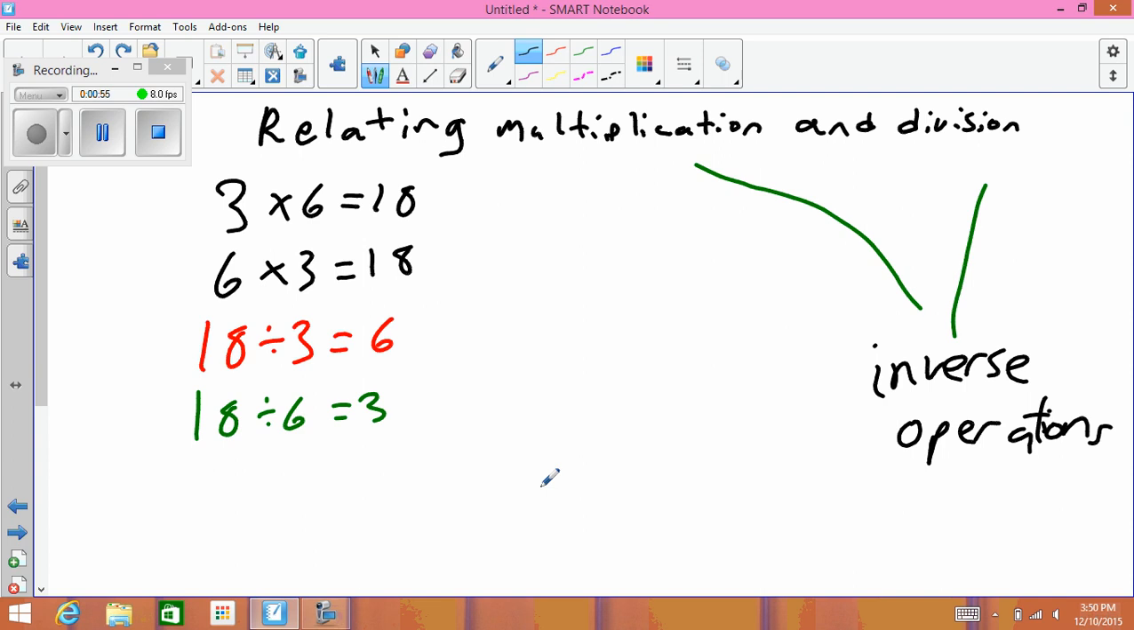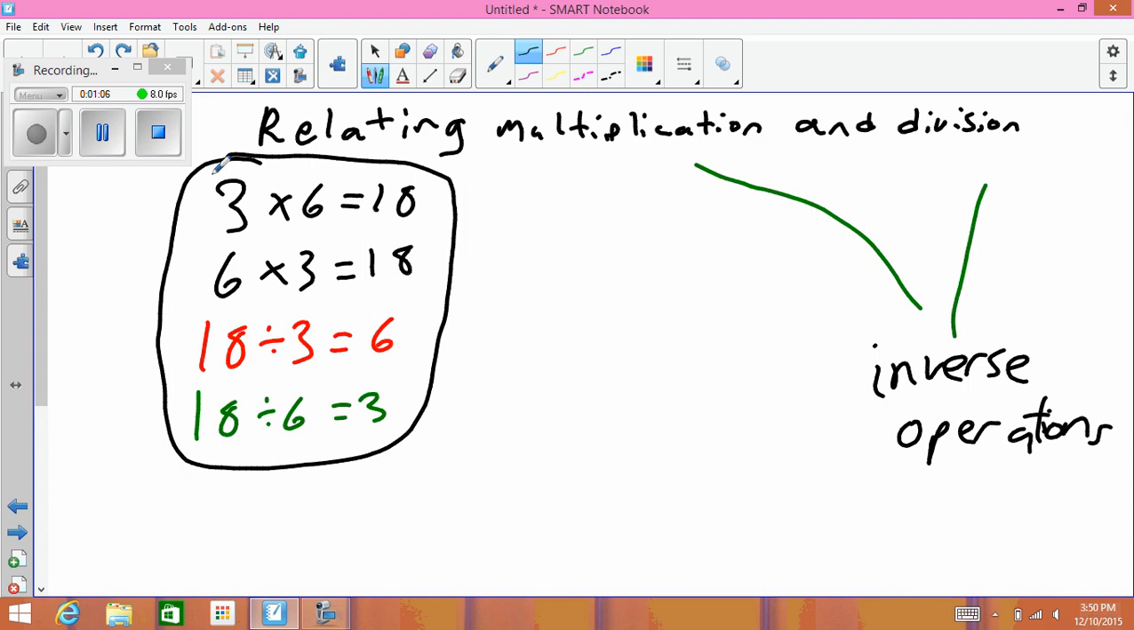So what we're going to look at today is how we can show that multiplication and division are indeed related. And I'm going to do that by taking these equations here, and I'm going to model how we can take the equations and then take our multiplication models and use them to show our division.